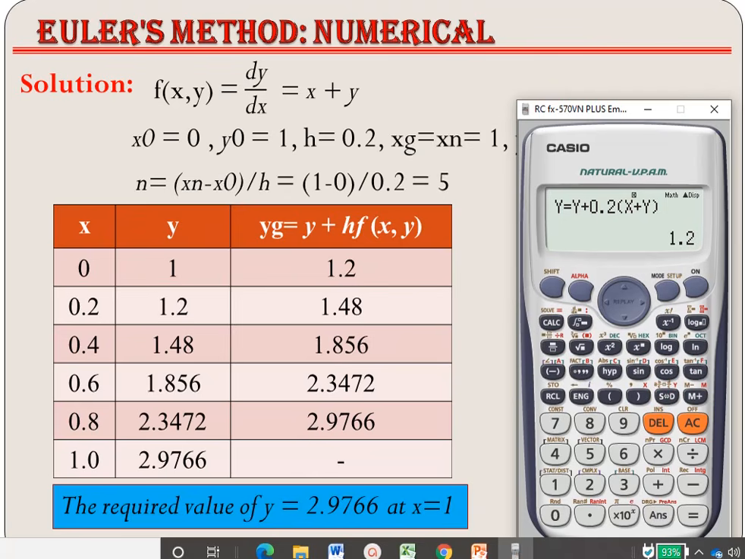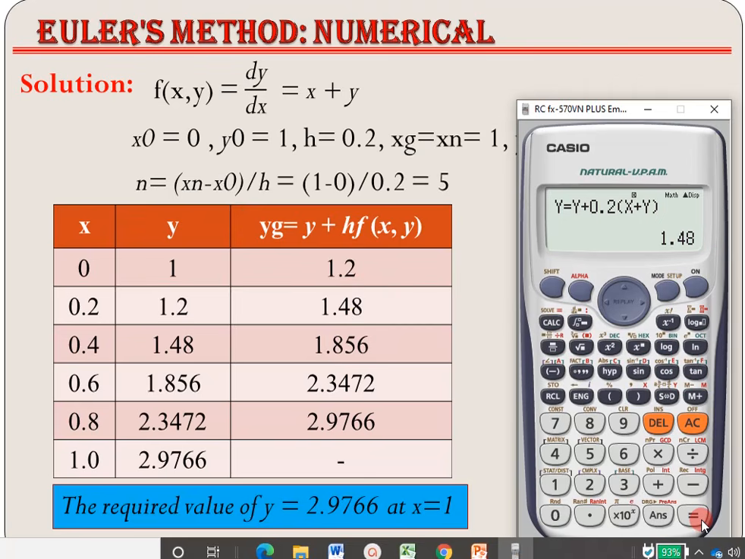Then no need to enter any values, you only need to press the equal to sign the required number of times. When you press equal to, you will get the new value of x, that is 0.2. Then again it asks for the y value, so we are replacing the y value for the next iteration with this new value. So this value will be written as it is, and you need to press only the equal to sign. So again press equal to, you will get the new value of y as 1.48. This value is written.